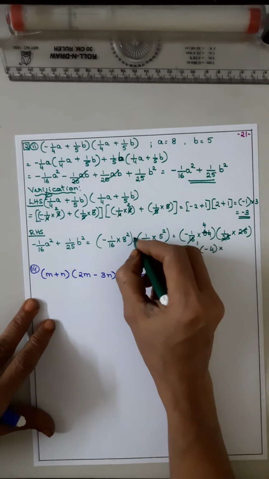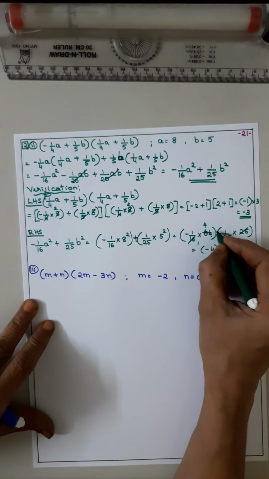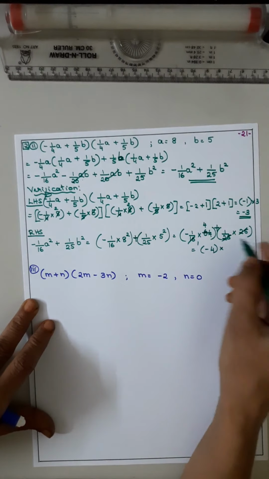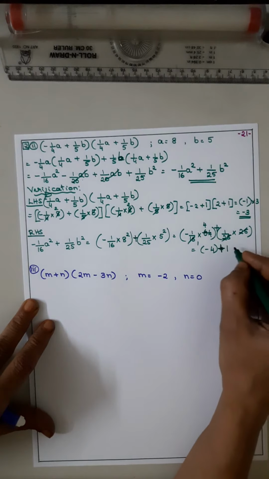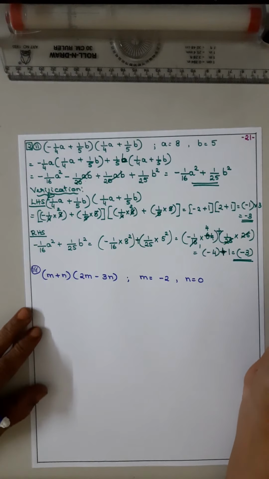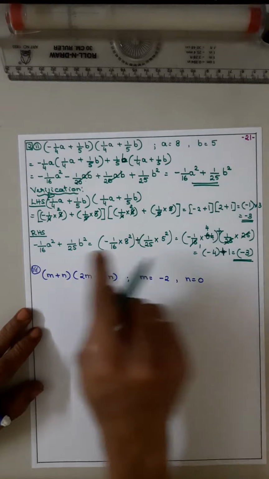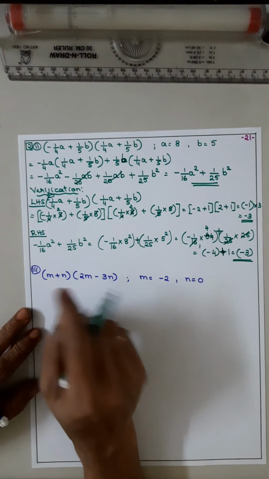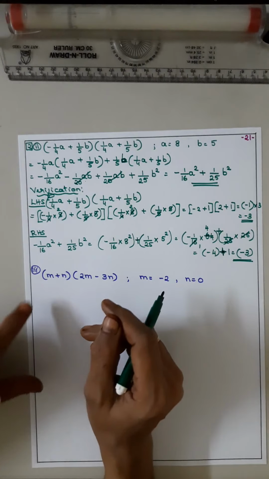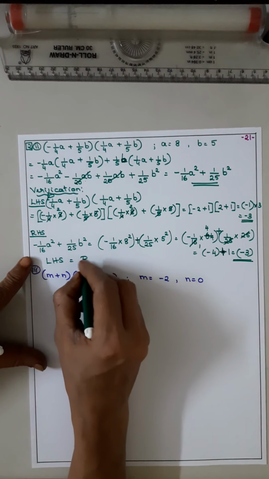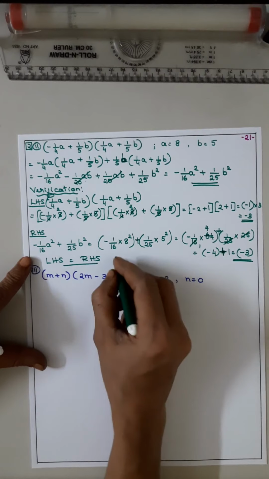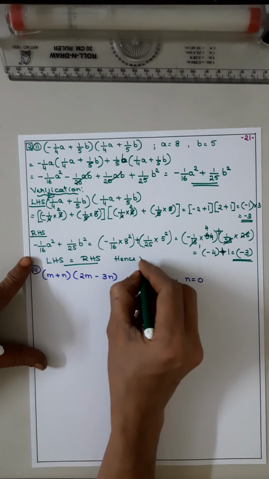Here it is not into, here it is plus, isn't it? In between there is plus sign. So plus, now here it is 1. Minus 4 plus 1 is minus 3. So put the signs properly, otherwise if you multiply the answer will be wrong. So LHS is equal to RHS. Hence, verify.